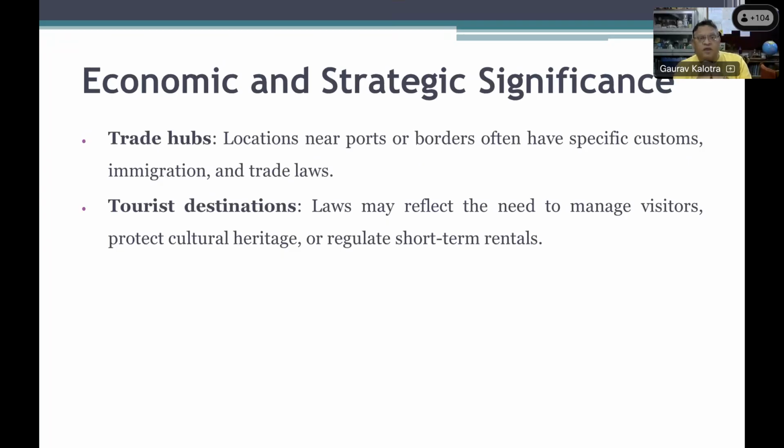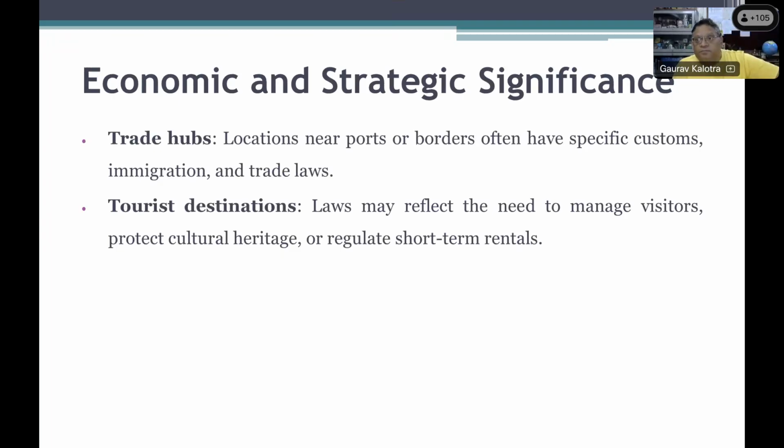Then economic and strategic significance, trade hubs. Locations near ports or borders often have specific customs, immigration, and trade laws. Tourist destinations: laws may reflect the need to manage visitors, protect cultural heritage, or regulate short-term rentals. Now, see, at present, there are no such laws which manage visitors or tourists in any place.